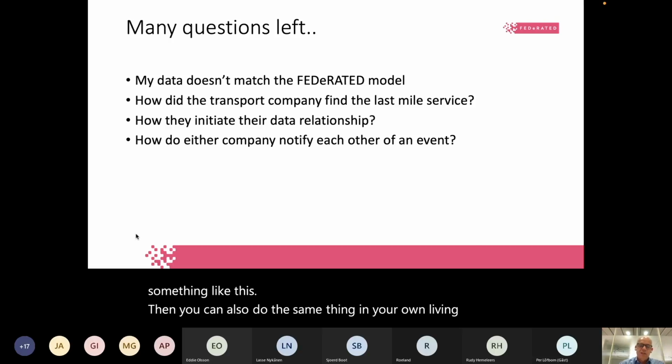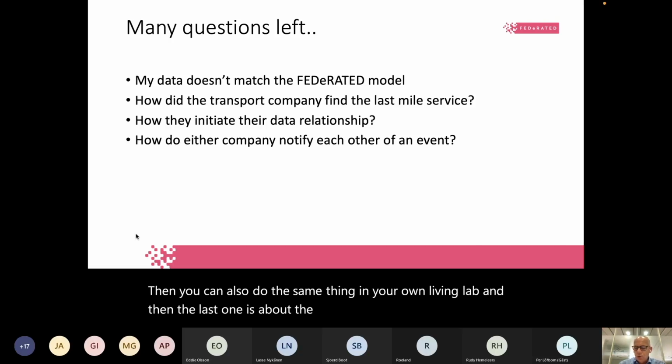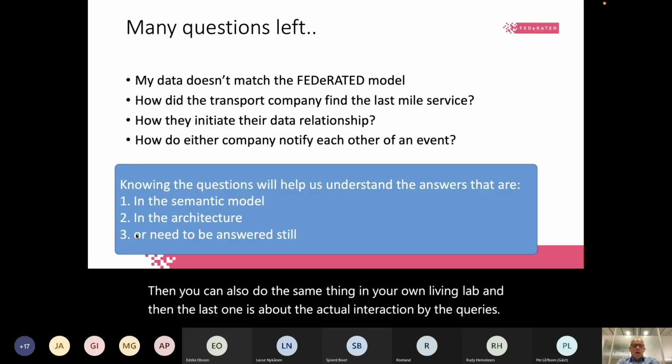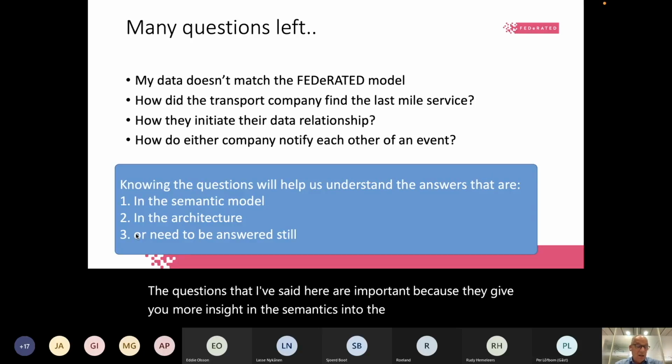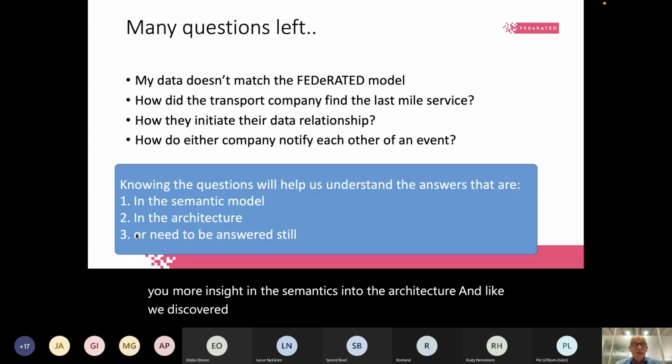Okay, and then the last one is about the actual interaction via queries. So the questions that I've said here, they're important because they'll give you more insight into semantics, into the architecture, and like we discovered, the address is missing. Fine, lots of questions we still need to answer, but we'll discover them together.